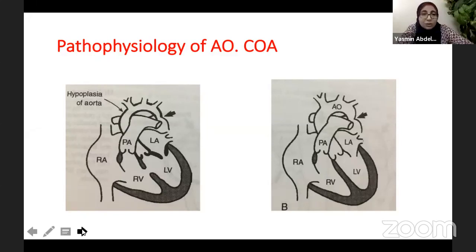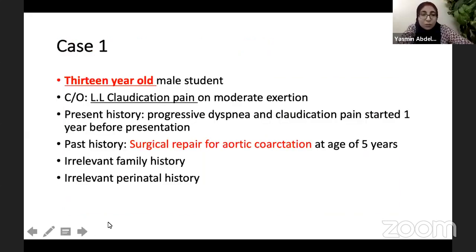Following that, we will start with cases. Each case will discuss a level of obstruction of the left side. We'll discuss it together. Any questions in this part? Any comments?